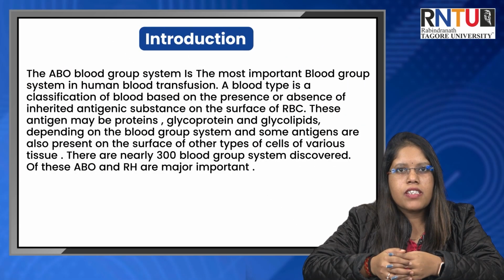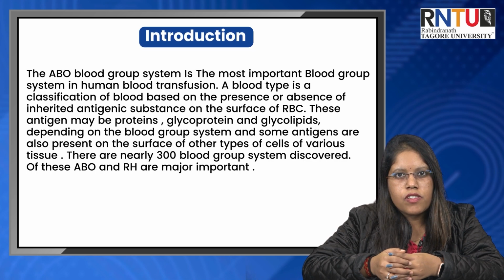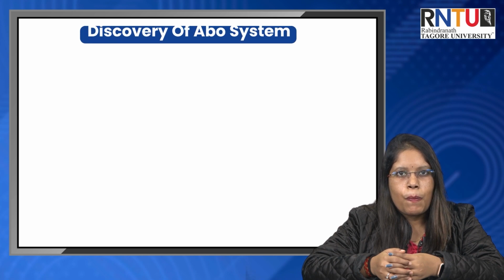ABO Blood Group System is the most important blood group system in human blood transfusion. A blood type is a classification of blood based on the presence or absence of inherited antigenic substances on the surface of RBCs. These antigens may be protein, glycoprotein and glycolipid, depending on the blood group system, and some antigens are also present on the surface of other types of cells of various tissues. There are nearly 300 blood group systems discovered. Of these, ABO and Rh are the major important ones.